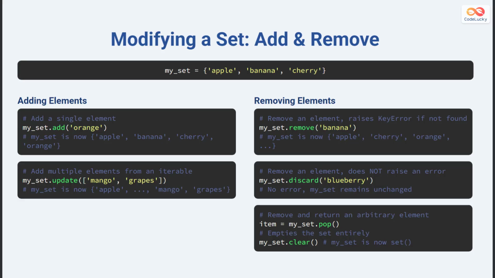Since sets are mutable, you can modify them. To add a single item, use the add method. To add multiple items at once from a list or tuple, use the update method. For removing items, you have a few options. The remove method will delete a specified item but will raise a KeyError if that item doesn't exist. If you want to avoid errors, use the discard method, which does the same thing but won't complain if the item isn't there. You can also use pop to remove and return an arbitrary element, or clear to empty the entire set.